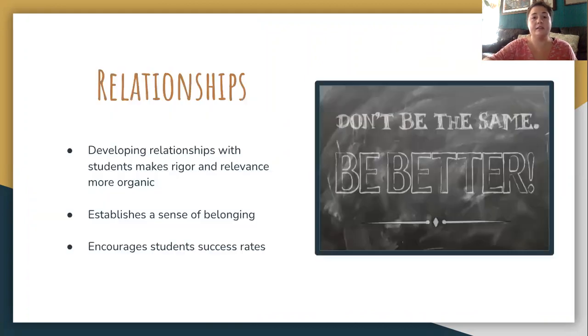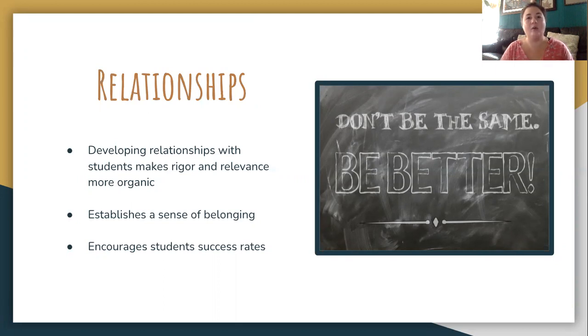And then next is relationships. Developing relationships with students makes rigor and relevance more organic, establishing a sense of belonging, and it encourages student success rates. As I've said throughout this presentation, these students are coming from different cultural backgrounds. They do experience a little bit of culture shock. Making sure that we're developing that relationship with them can only help them feel like we understand them, that we hear them, and that there is someone that's got their back when it comes to their education.